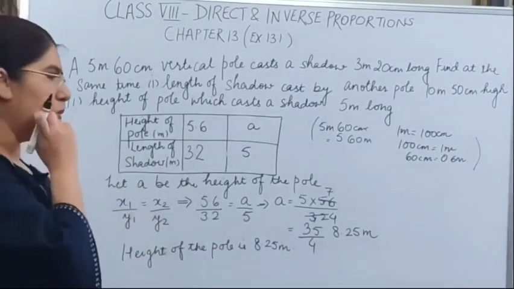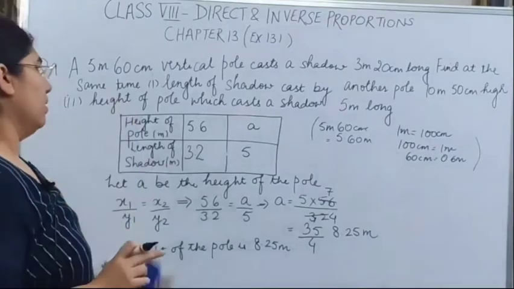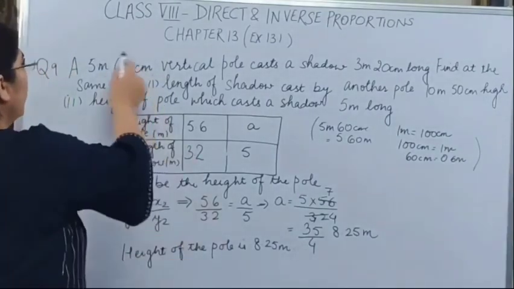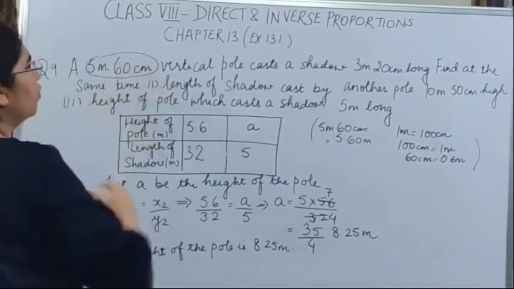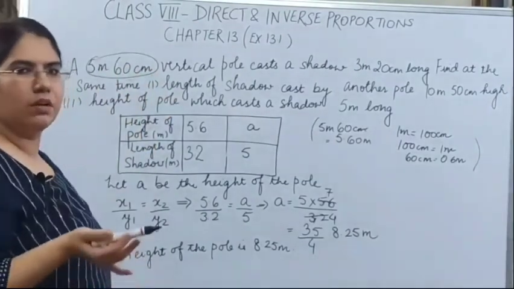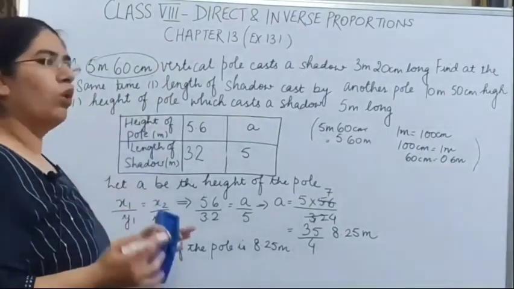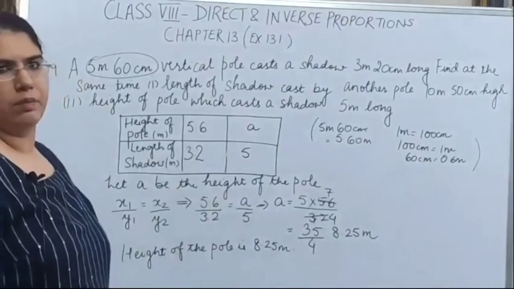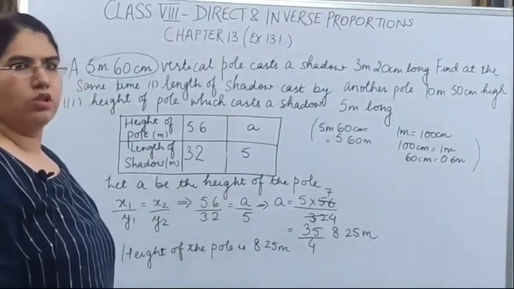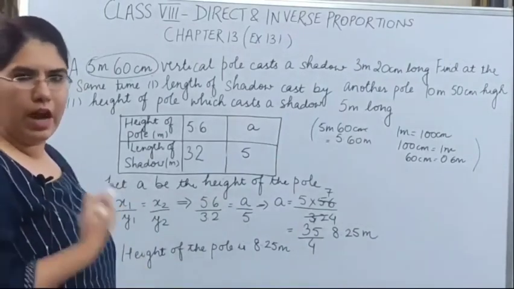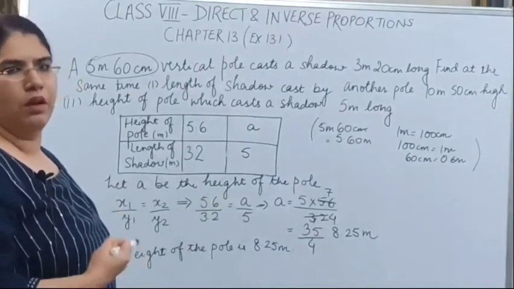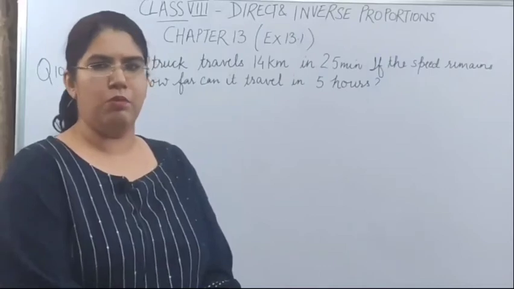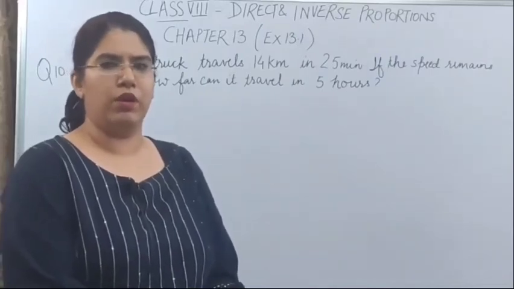Can we move to the next problem? Again, like I like to mention, you should not forget that the units have to be either converted into meters or converted into centimeters, but whatever method you adopt, the answer will come out to be the same, right? So we will move to the last problem, the 10th problem of direct proportion. Okay, now we come to the last problem of exercise 13.1.